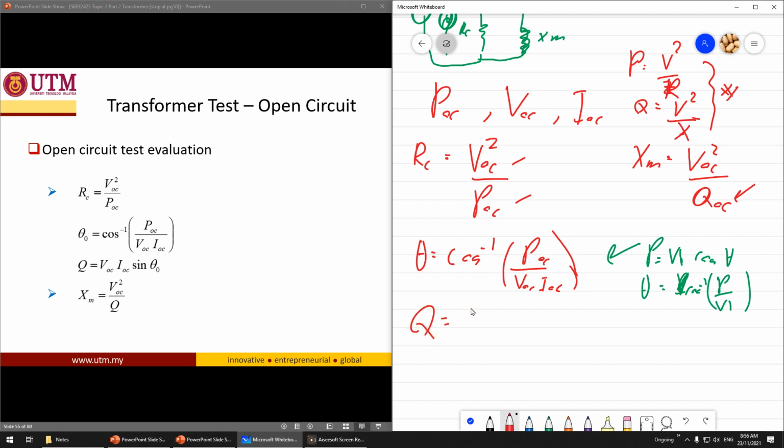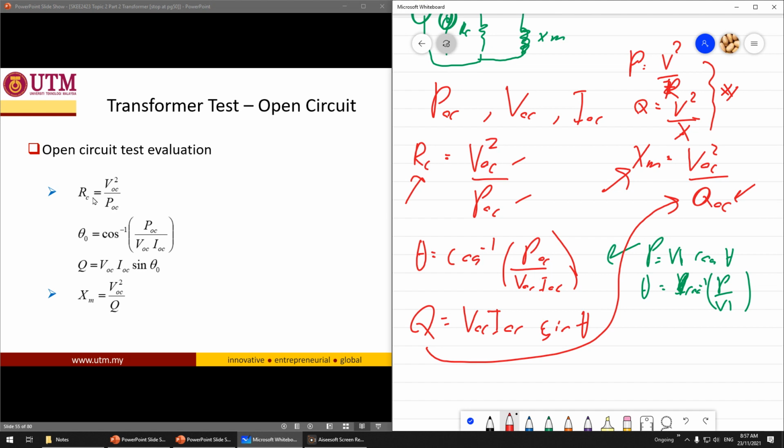So Q is VOC IOC sine theta, and then you put it inside here. So basically you already obtain RC and XM. Okay, so the step is this one. So you have to memorize it.